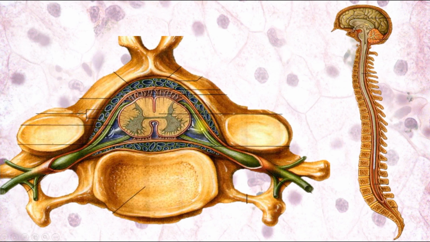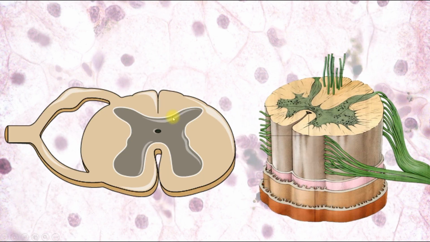It's the beginning of the peripheral nervous system, and later we'll talk about this. And here we can see the spinal cord on the cross section. Here we can see gray matter of the spinal cord inside and white matter outside. So gray matter contains perikaryons of neurons and beginnings of their axons and dendrites.